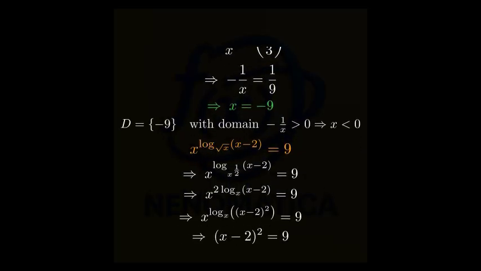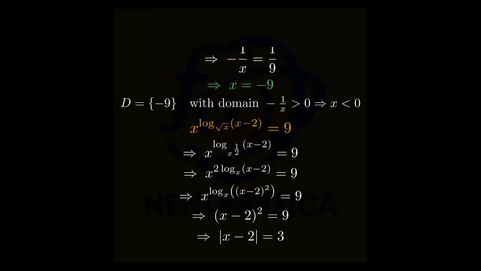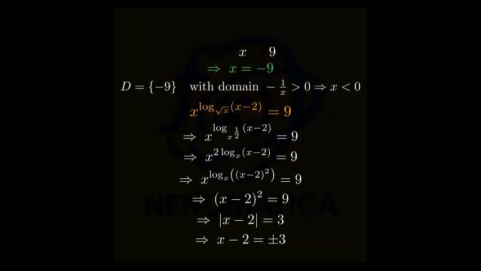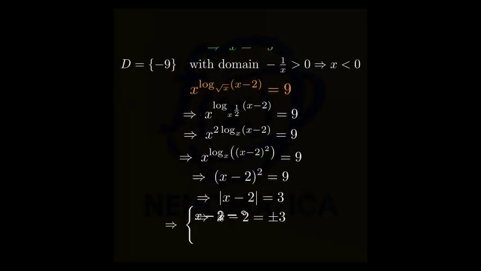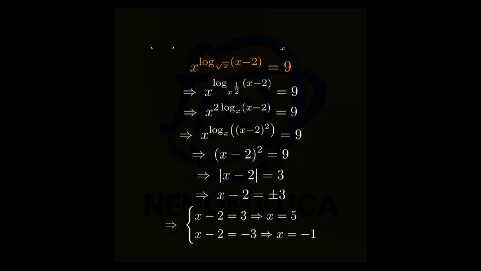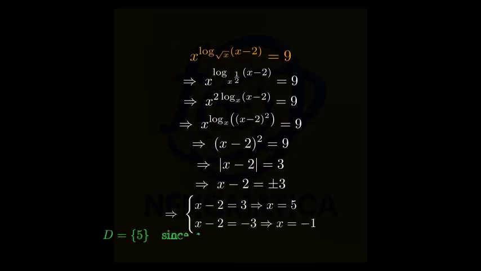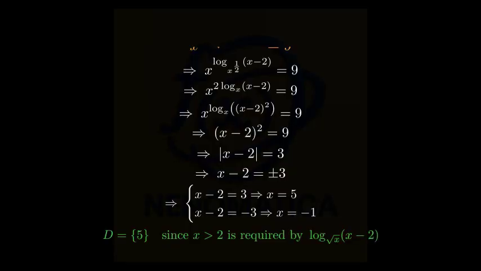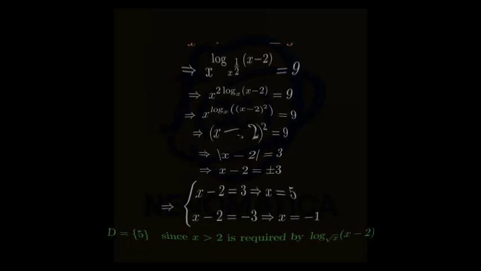Apply the identity x to the power log base x of a equals a, which gives x minus 2 squared equals 9. Take square roots to obtain absolute value of x minus 2 equals 3. Split into 2 linear cases, x minus 2 equals plus or minus 3. Solve them to get x equals 5, or x equals -1. Finally, check the domain of the original log. We need x greater than 2, so only x equals 5 remains. The solution set is 5.